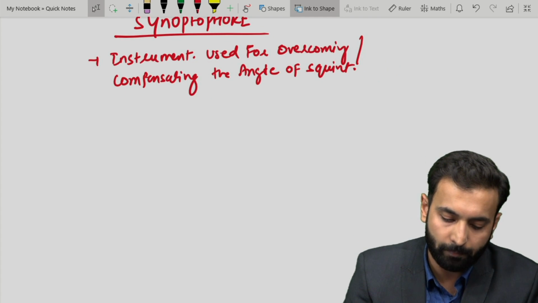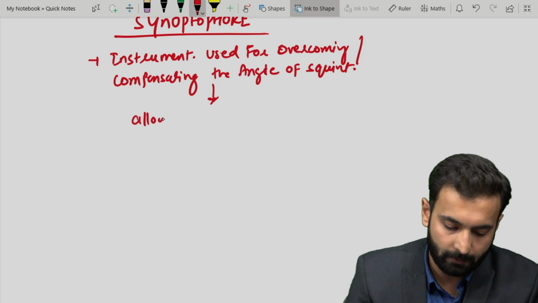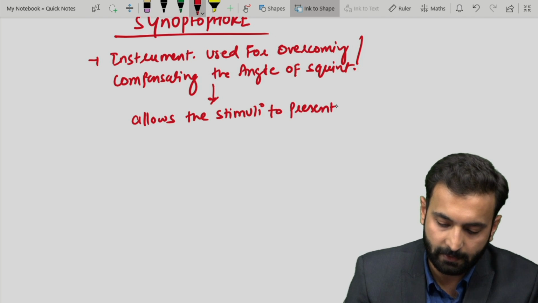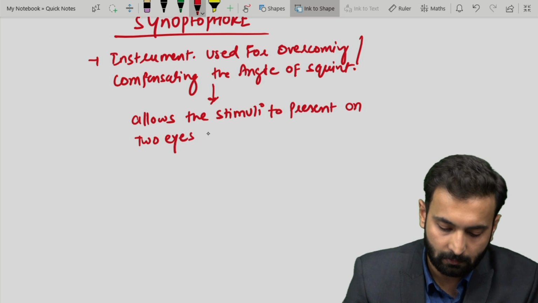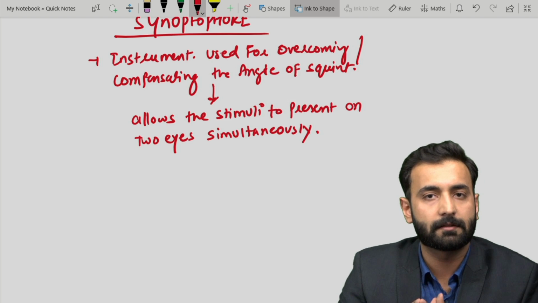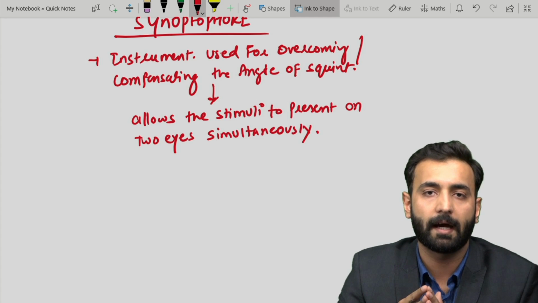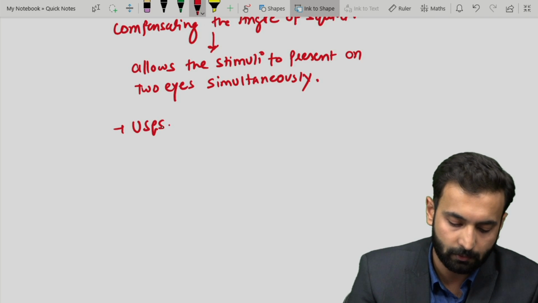So it compensates the angle of squint, and it allows the stimuli to be presented on two eyes simultaneously, right. So a 6.5 diopter lens is used in both the eyepieces of synoptophore, which sets the testing distance at 6 meters. Now, coming to the uses of synoptophore, what are the uses?